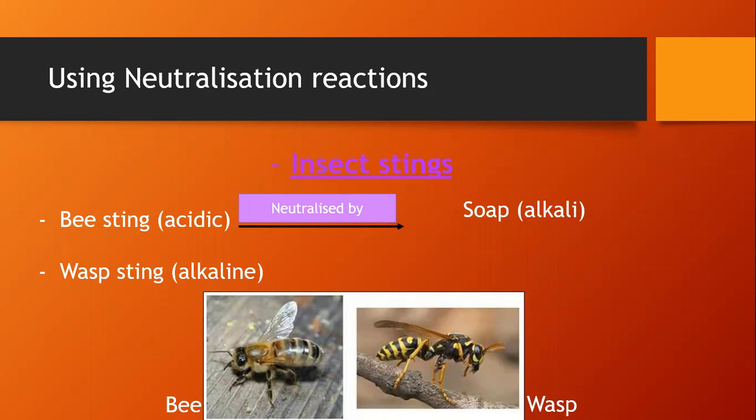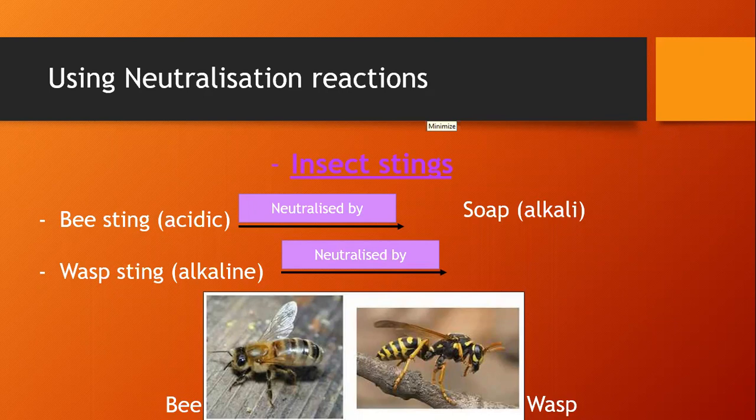Yes. Now, what about the wasp sting? The wasp sting is alkaline. So how can we neutralize it? Who can tell me how can we neutralize it? What is a weak acid that we can use in order to neutralize the wasp sting?